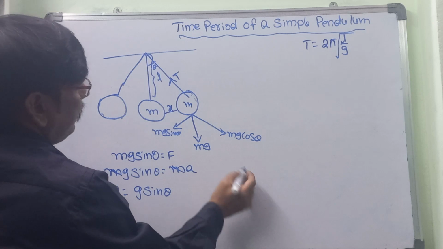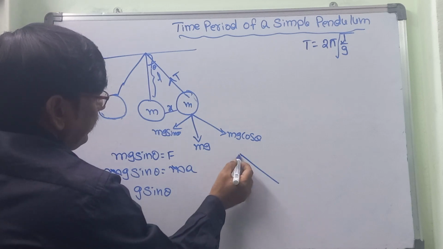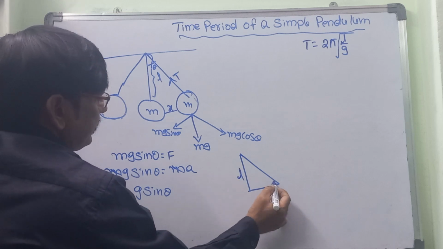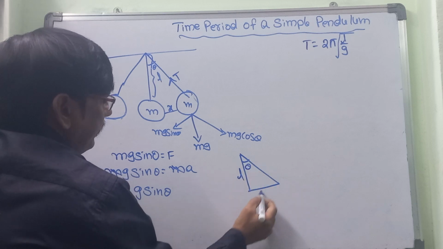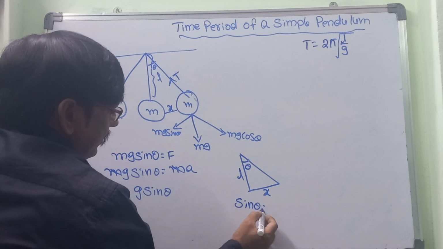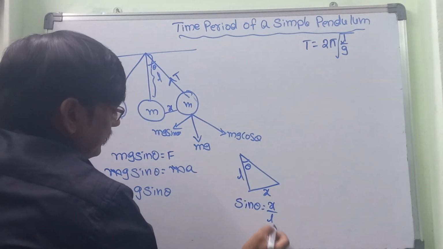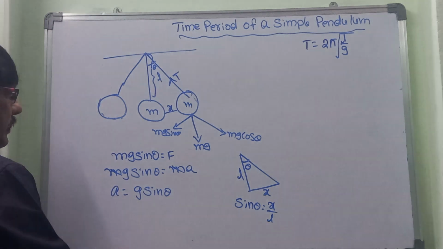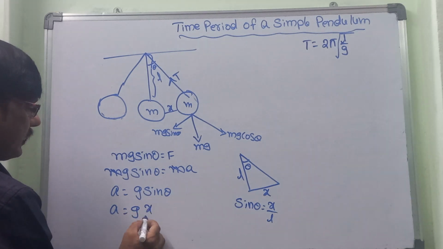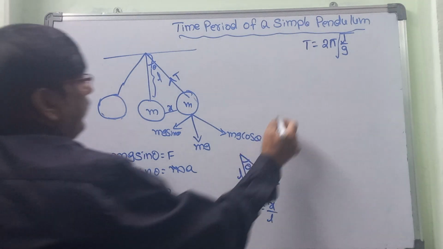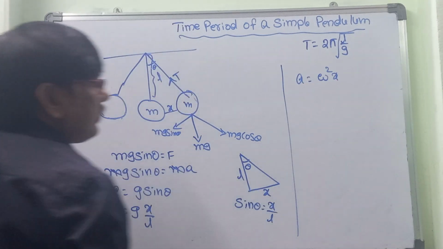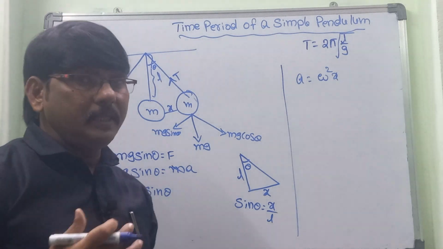Now let us take the object traveling in this direction, the length of the string L, the angle theta it is making, and x is the distance it covers. From this, sin theta is equal to x by L. In such a case, a is equal to g into, instead of sin theta, x by L. And a is equal to omega square x, which is the formula for acceleration of a particle in SHM.